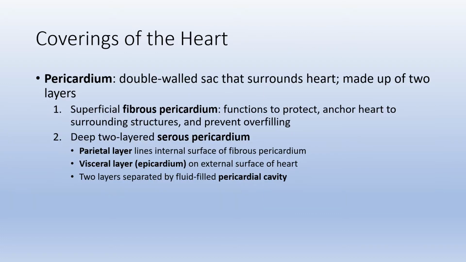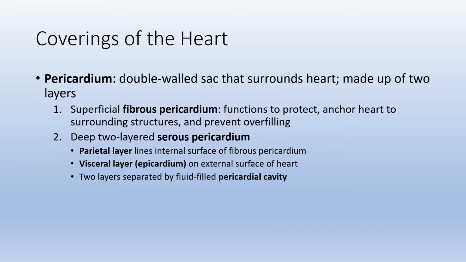Before we get into the heart, let's discuss what's on the outside of the heart, or the protective coverings. We have this structure or double-walled sac known as the pericardium, which will surround the heart. The pericardium includes two layers. The first is this fibrous pericardium, and as its name suggests, it's going to be dense or fibrous tissue that serves to not only protect, but also to anchor the heart to surrounding structures, so it's not just bouncing around in the chest.